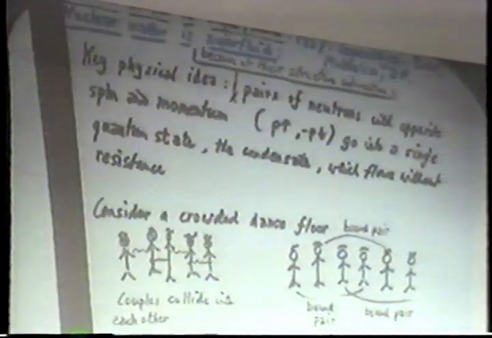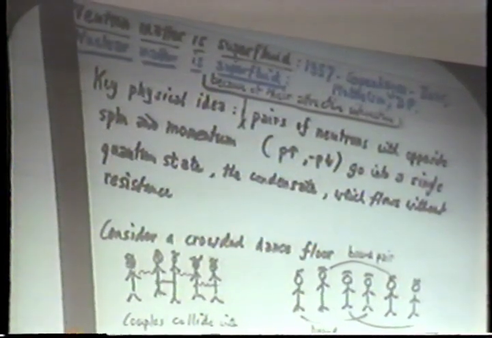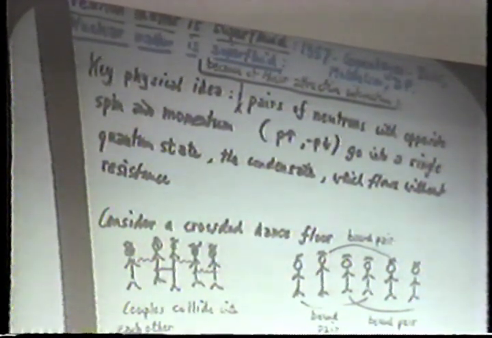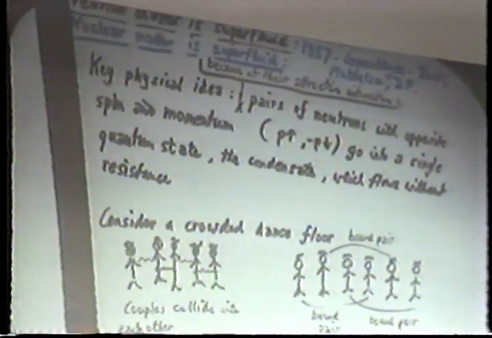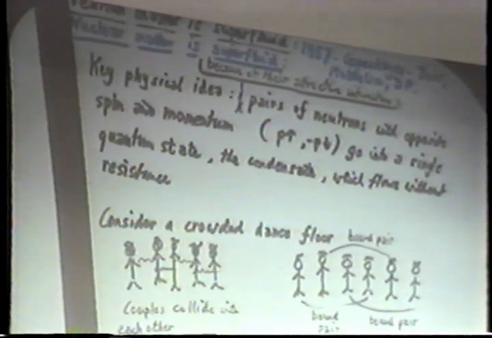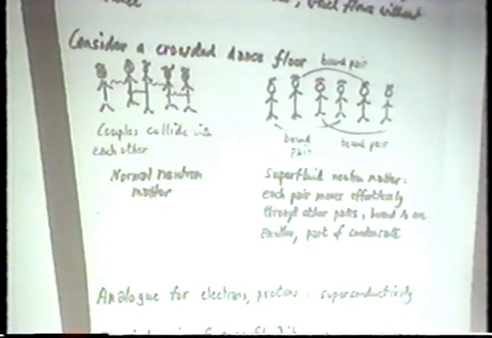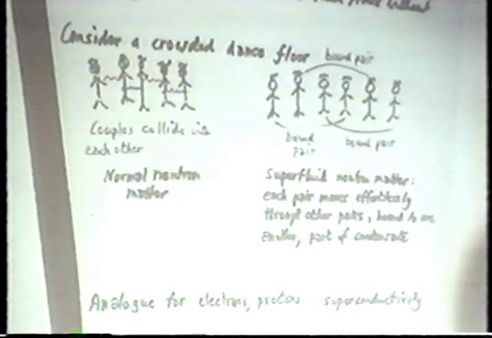The basic idea I've just tried to sketch here, and I'll conclude rather quickly, the key physical idea is that pairs of electrons or pairs of neutrons, because of an effective attractive interaction, form a single quantum state. And this is the state that flows without any resistance. And if you want to think about it, you can imagine a crowded dance floor. Normally, you've got couples, good dancers. They still bounce into each other as they move around. On the other hand, in a superconductor or a superfluid, these bound pairs move effortlessly in lockstep. So it is that ability of these pairs to move along without any resistance that gives you superconductivity.